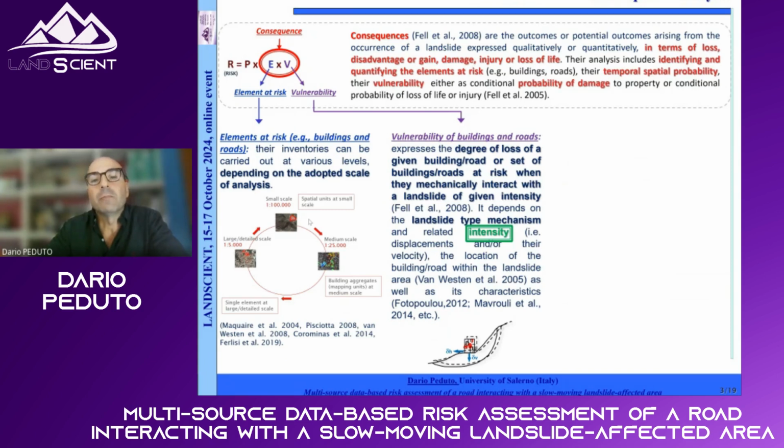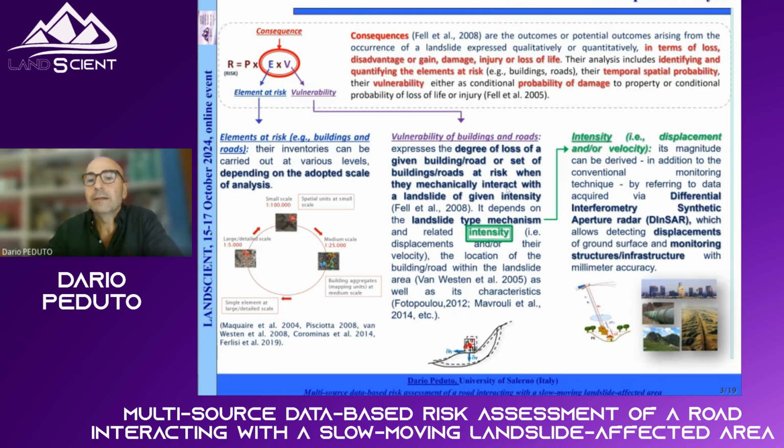As for vulnerability of buildings and roads, in general, from the theory, vulnerability expresses the degree of loss of a given building or road when they mechanically interact with slow-moving landslides, in this case. And the vulnerability of the building, or of the exposed road, can depend on the landslide type mechanism, of course, and its related intensity. The intensity of slow-moving landslides usually is associated with displacement or their velocity, but other factors influencing the vulnerability can also be the location of the building or the road within the landslide body, or of course the structural characteristics, the construction characteristics of the road or the building.